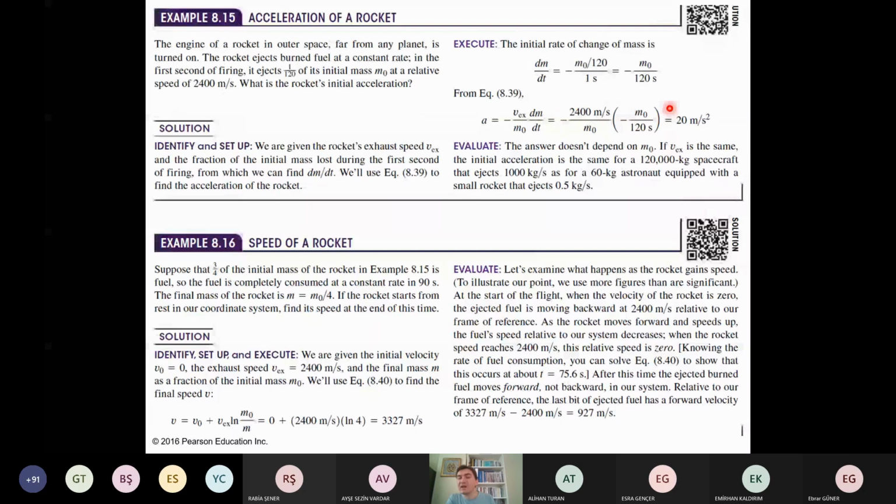Remember g, the gravity of the Earth. It is huge compared to this, okay? So the acceleration is 20 meters per second squared.